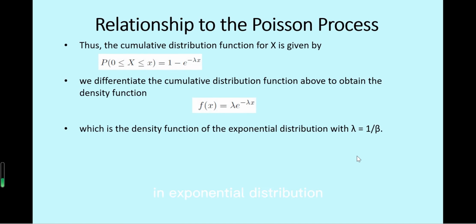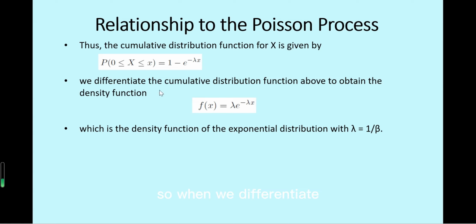In exponential distribution, the cumulative distribution function for x is 1 minus e to the minus lambda x. From the previous page, the probability of x between 0 and x means an event occurs before time x. So this is the probability that an event occurs within the time interval of x, which is 1 minus e to the minus lambda x.